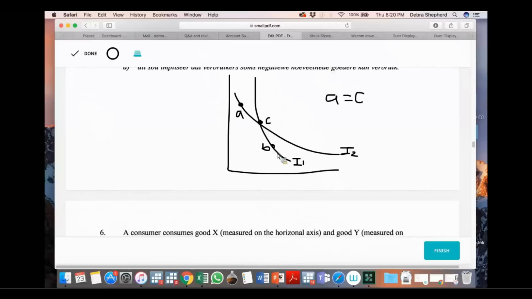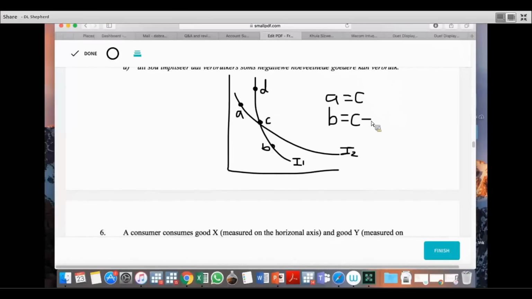If I then look at I1, C and B are both on I1. So in the eyes of the consumer, B is the same as C. Let's say there's a bundle D up here. So D is also on I1. So D, C, and B, the consumer likes them equally. Okay. I don't care if you give me B, C, or D. Those three make me equally happy.